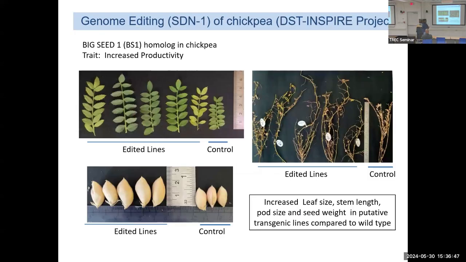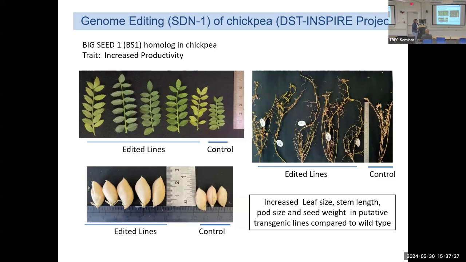This is the work I have done in India. I was working in India as an independent researcher, and my work was funded by DST Inspire. There was a gene known as BS1, big seed 1. At the time I started work on this gene, its function was not known in chickpea. In soybean, it was shown through RNAi that this gene is responsible for increasing seed size. So I started looking for the homologs in chickpea.